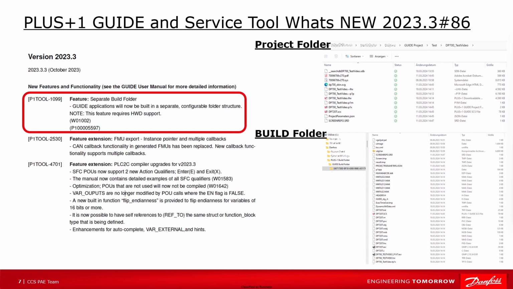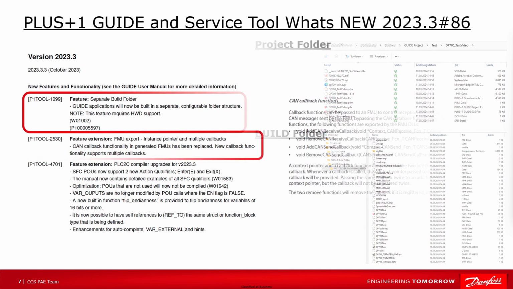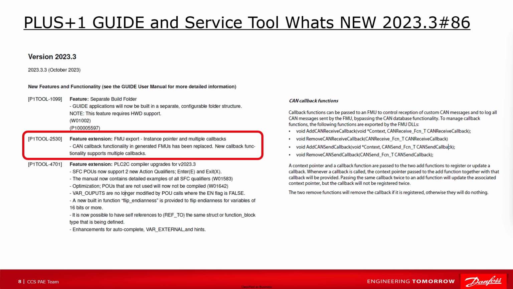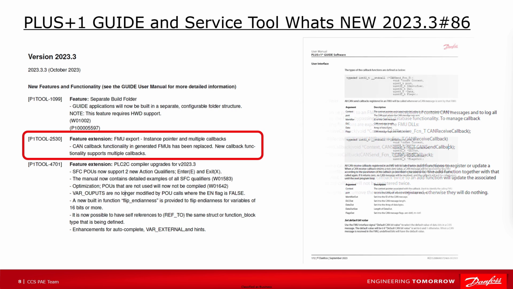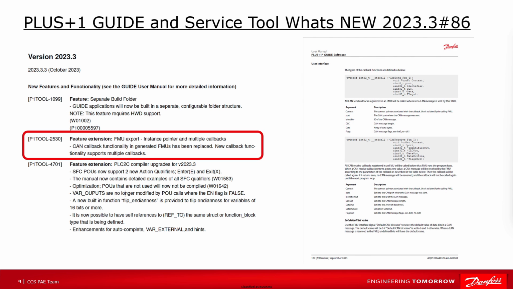Next feature extension is FMU Export. In the FMU Export, some minor changes took place where the CAN callback functionality has been replaced. Callback functions can be passed to an FMU to control reception of custom CAN messages and to log all CAN messages sent by the FMU, bypassing the CAN database functionality. All these multiple CAN callbacks for the API are covered in the manual.